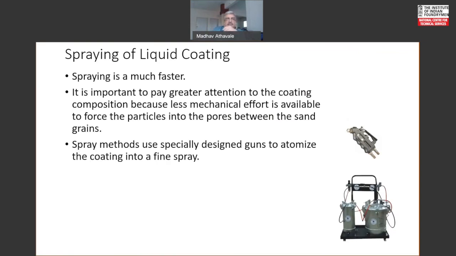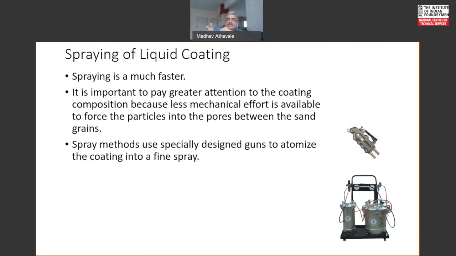Spraying methods use specially designed guns to atomize the coating into fine spray, and what we see here is what is known as a typical triple action spray gun. It uses the principle that one of the nozzles goes into the tube which is attached to the coating container, the other is attached to the compressed air line, and as you press the valve, because of the partial vacuum that is created, the coating gets sucked from the container and comes into the nozzle and gets sprayed.